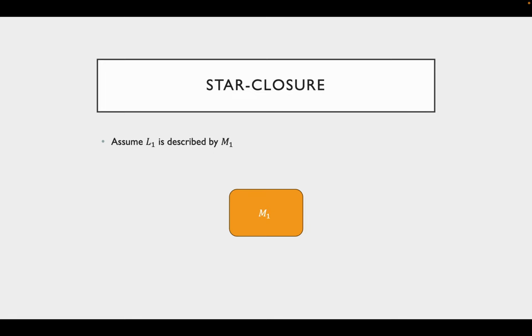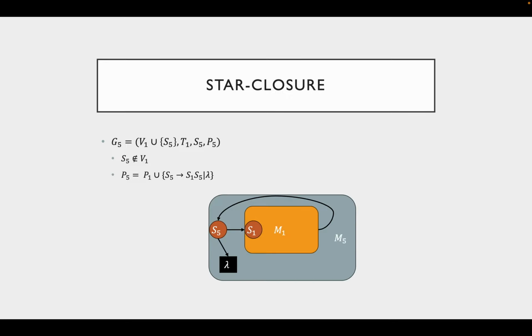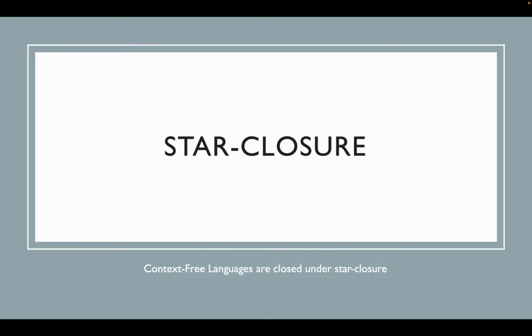Again, we can describe this in terms of an NPDA. So we have L1 described by NPDA M1. It has a start symbol S1. We create our new machine M5, which creates a new start symbol that can either go to S1 and then cycle back to S5, or it can go to lambda. This is an NPDA, and it describes our language L5, and therefore L5, which is the star closure of L1, is a context-free language. And therefore, we've shown that the context-free languages are closed under star closure.